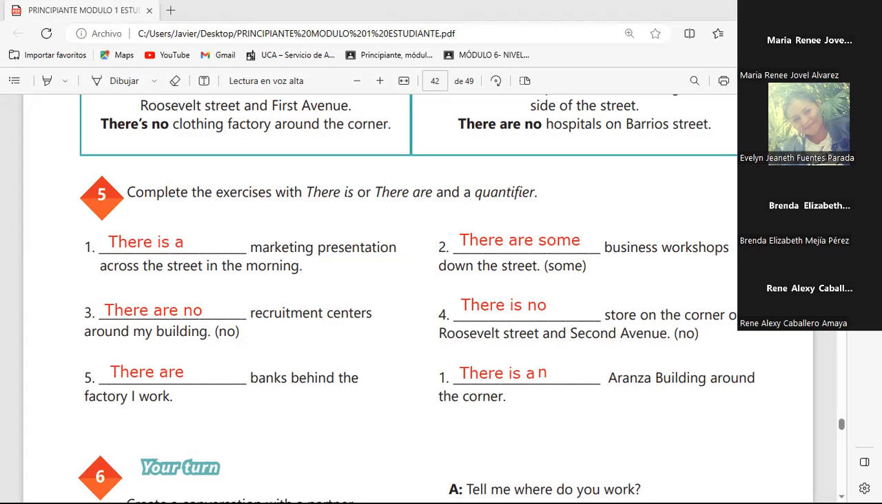There are banks behind the factory I work. You can say behind or you can say behind, right? Good. Number five, it says number one, but you know it's number five. There is an Aranza building around the corner.